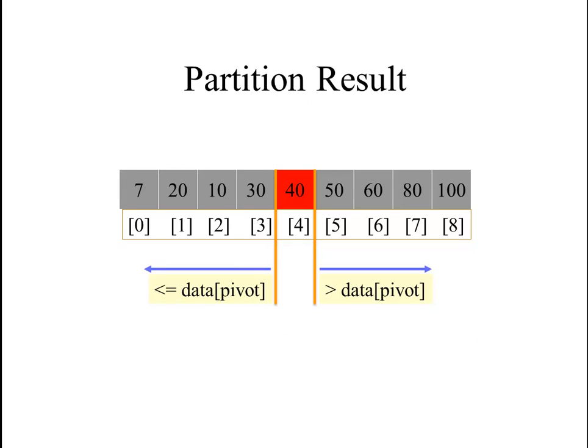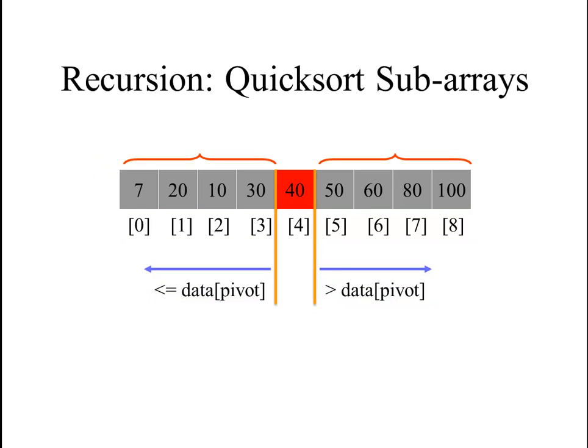Now this is what I was trying to explain, that in the partition result for 40, everything which is less than or equal to the pivot is on this side, everything which is greater than the pivot is on this side, and this is the pivot element. So this is the result of partitioning in quicksort. And what we do is recursively call quicksort on the sub-arrays which were created. So we have to see that all the elements here are less than or equal to the pivot, and all the elements here are greater than the pivot.